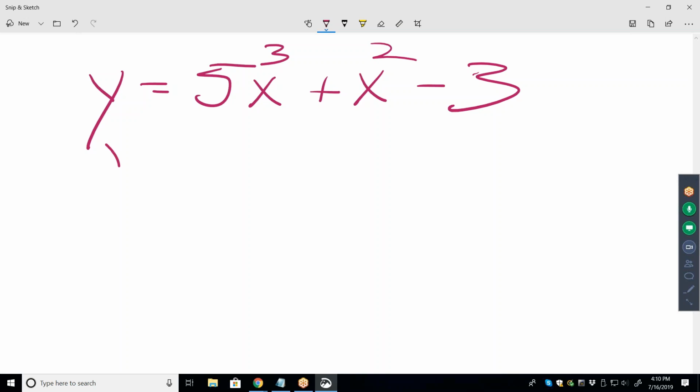So tell me y prime. All right, so that's going to be 15x squared plus 2x. The derivative of a number is always 0. The derivative of just a number, no variable involved. The derivative of all numbers is 0.